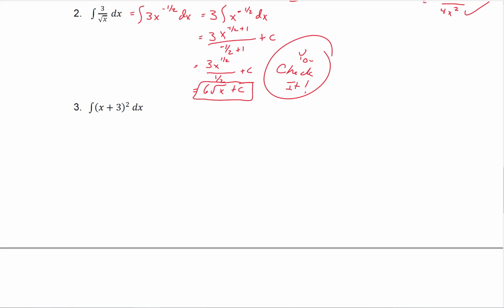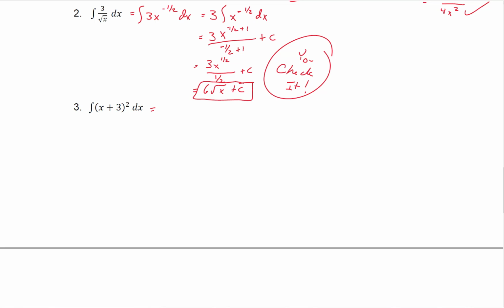All right, example 3. So the integral of (x plus 3) to the second power dx. This looks like something that, if we were differentiating it, we would use the chain rule on, right? So we're going to get to something that's analogous to undoing the chain rule. But we don't know how to undo the chain rule yet. So we have to start out just by rewriting this.